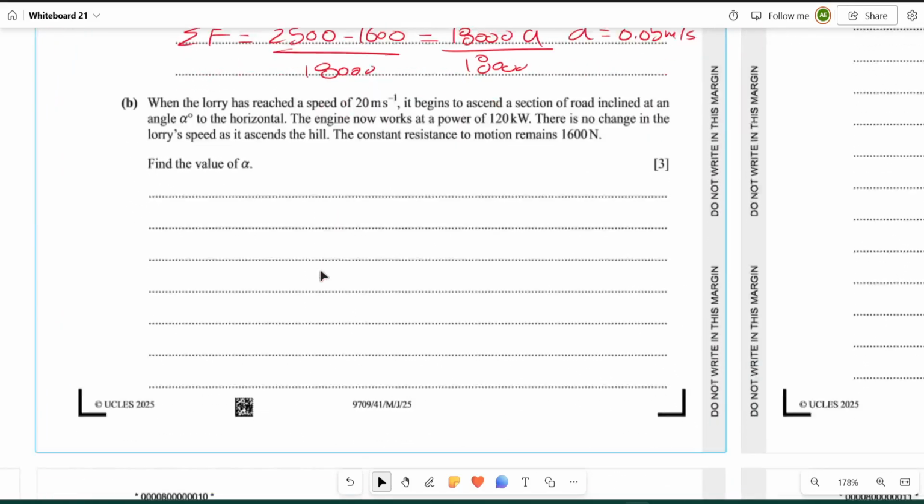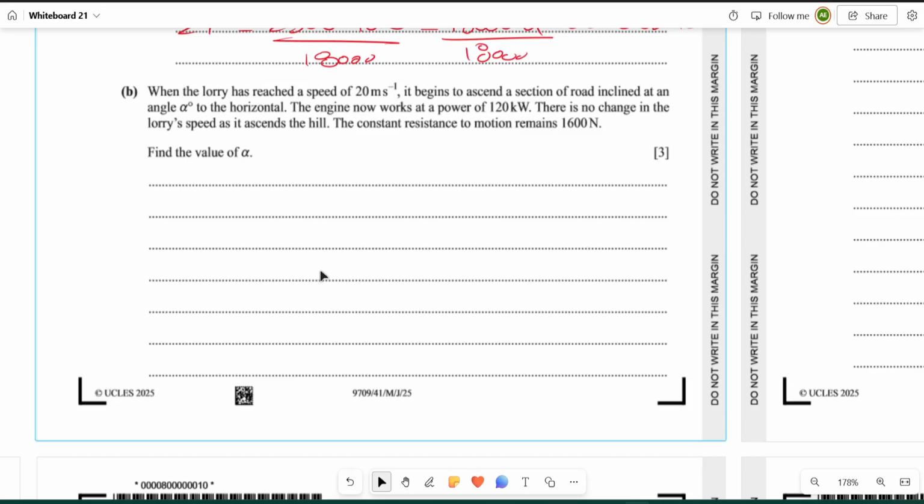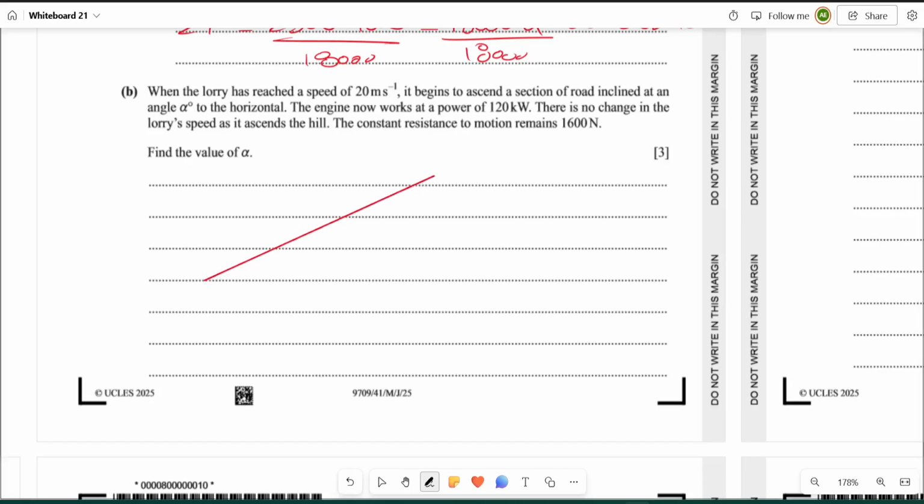Okay. When the lorry has reached a speed of 20, it begins to ascend a section of road inclined at an angle alpha. So there is an inclined section at angle alpha, and the lorry is ascending it. Let's draw it right here to make it a little easier. The engine now works at this power. There is no change in the lorry's speed as it ascends the hill. So again, forces up the hill should be balanced. The constant resistance to motion remains 1,600 newtons. We need to find the value of alpha.